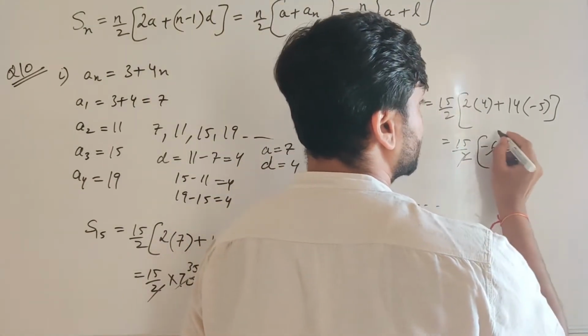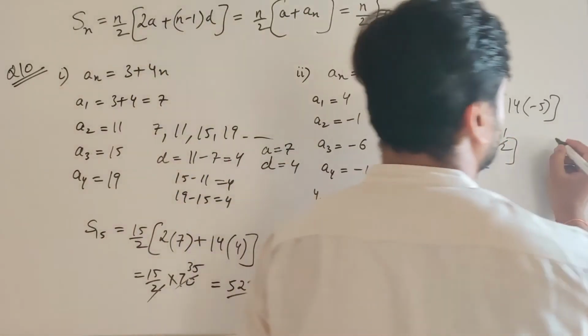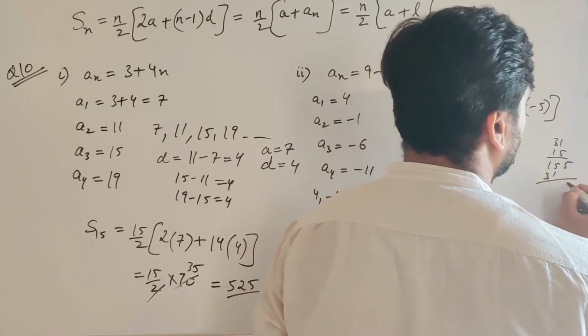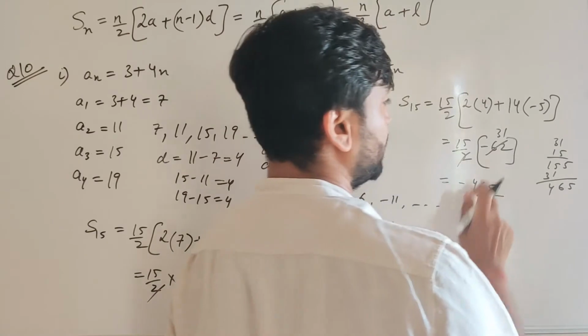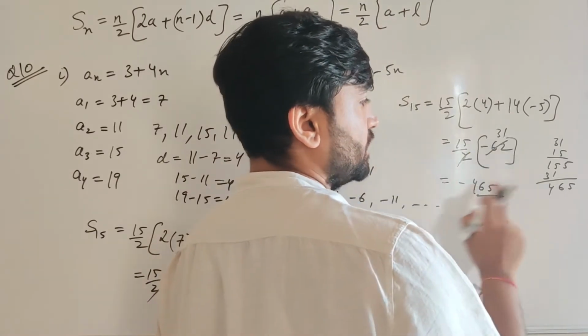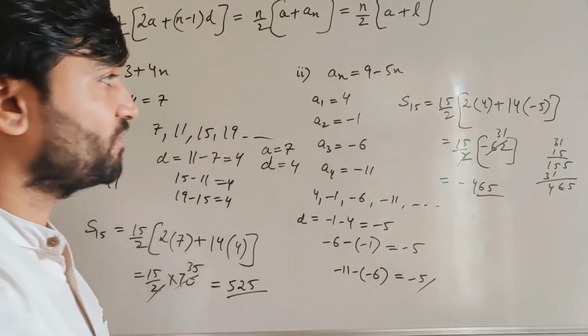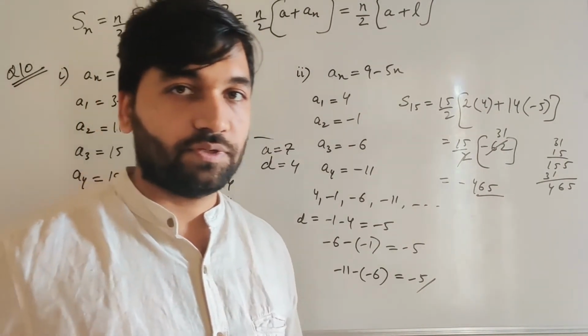So 2 ones and this is 31. So we get 15 into minus 31. So 31 and 15 we'll quickly multiply. So we get minus 465. Why minus? Because of this minus. And 15 into 31 gives you 465. So this is the sum of the 15 terms of this sequence. That's how we solve this question.